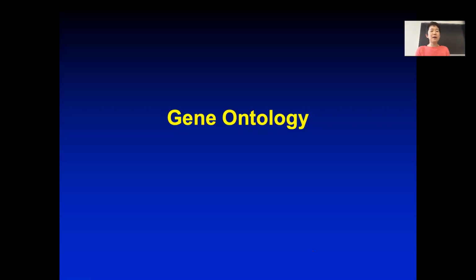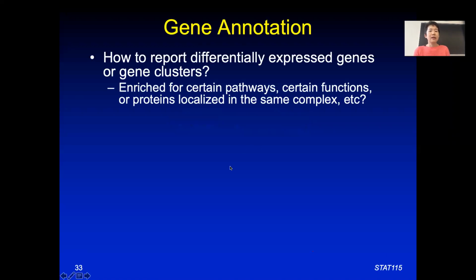So next we talk about gene ontology. If we have differentially expressed genes and you have also run clustering, so you can imagine you run a k-means clustering on the differentially expressed genes, you can cluster them into different groups. At the end, you don't want to just report the whole list of genes to the user.